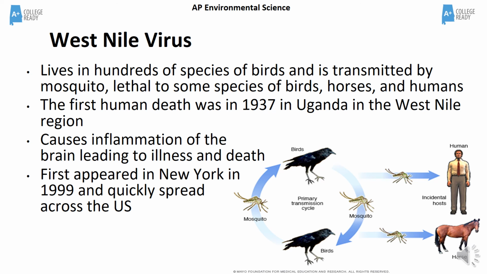West Nile virus lives in hundreds of species of birds and is transmitted by mosquito, lethal to some species of birds, horses, and humans. The first human death was in 1937 in Uganda in the West Nile region. It causes inflammation of the brain, leading to illness and death. It first appeared in New York in 1999 and quickly spread across the U.S.